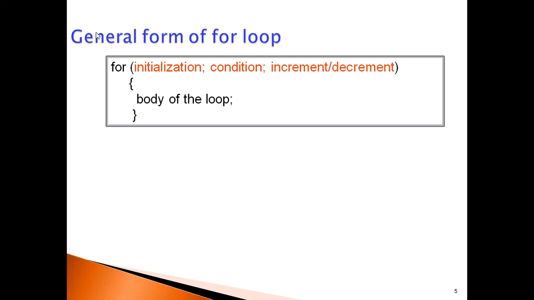If you compare the for loop with the while loop, in the while loop we observed only the condition after the while keyword. Here in the for loop, we see the initialization of the altering variable, and the condition, and the increment or decrement of the altering variable.